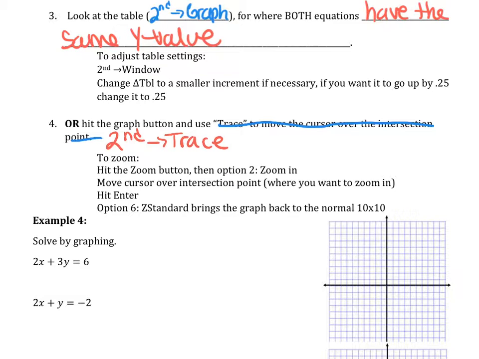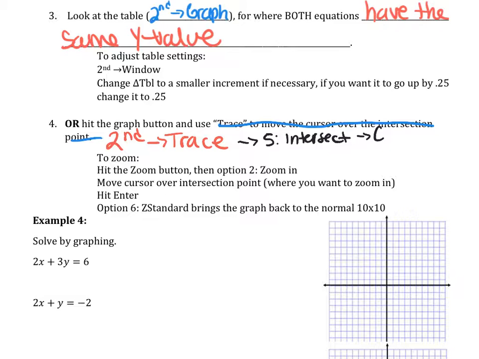Second trace. And then we go to option 5. I accidentally took one of the batteries out. Second trace, and then select option 5, which is intersect. You're going to hit enter again, hit enter again, and then you should see at the very bottom of your screen it should say intersection, and it gives you an X and a Y value. It gives you the point.